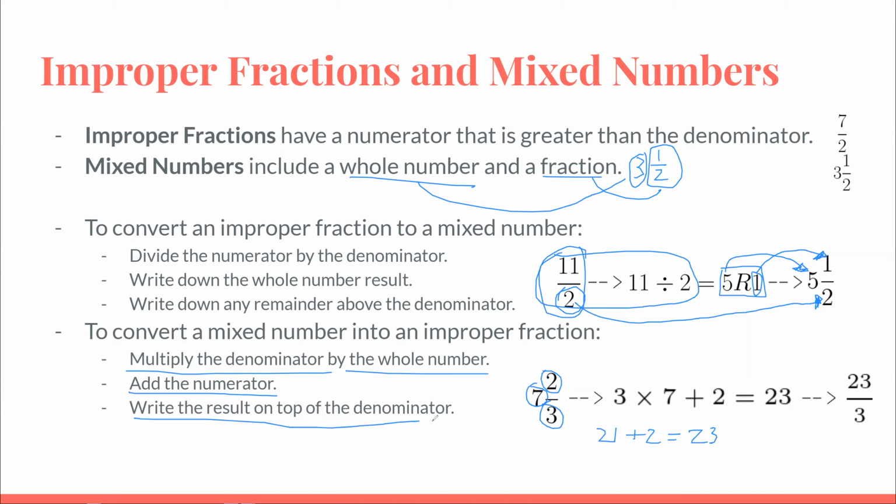Now write the result on top of the denominator. Remember, the denominator does not change. So you would use the same denominator, and then you got this value right here, which is written right there, and that would be on the top. And that's how you get your improper fraction.